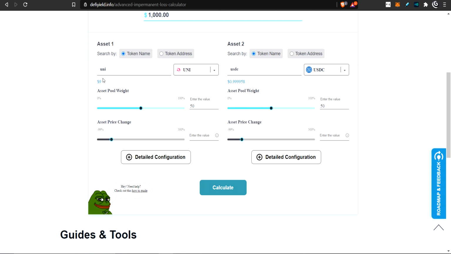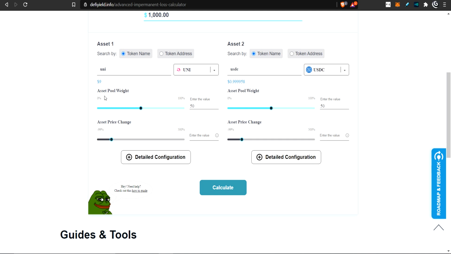The current price of UNI is $9, and the current price of USDC is 99.99999 cents. This is a very good feature, that it has these price feeds already in here. If you were to change through any of these popular tokens, you would be able to get the actual price feeds for them. I'm not sure where these price feeds are coming from.